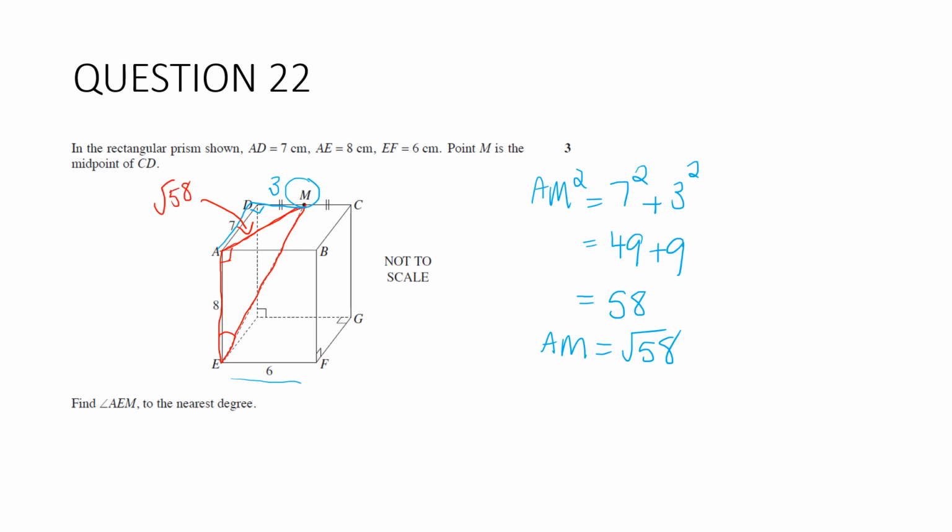Now we're going to use trig, and that's going to be the tan ratio. So tan theta, this is theta here, is equal to opposite, which is the square root of 58, over adjacent, which is 8. So theta is equal to shift tan, bracket, square root 58 over 8, close my brackets. What do we want? Nearest degree, so 43.6. It is 44 degrees.